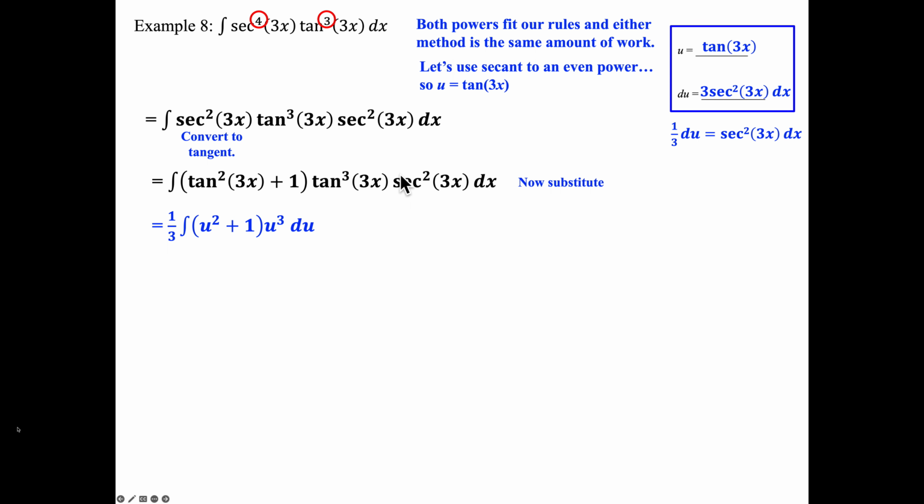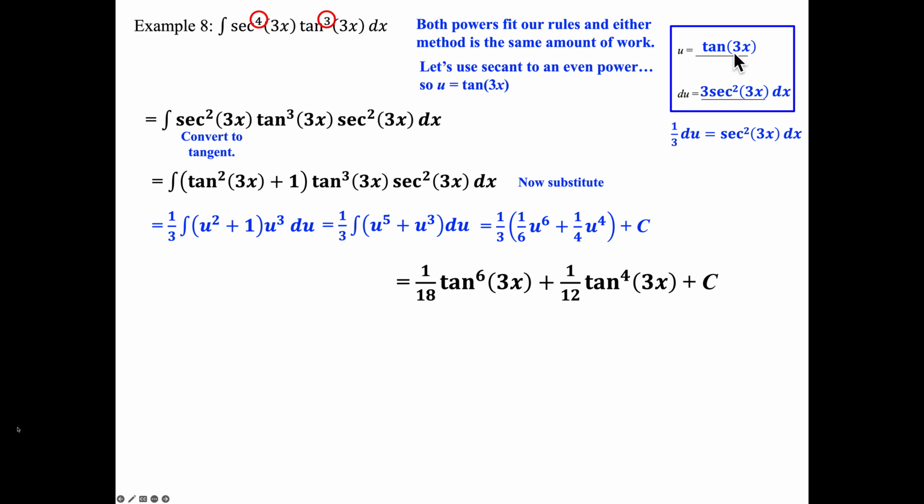Here's my du, here will be u cubed, here will be u squared plus 1, distribute, integrate, that will give me 1/3 times u to the 6th over 6, or multiply by fraction 1/6, plus u to the 4th over 4, or multiply by 1/4, whichever you prefer to do is fine by me. Distribute in the 1/3 and substitute the tangent of 3x back in for u, and there's my final answer.